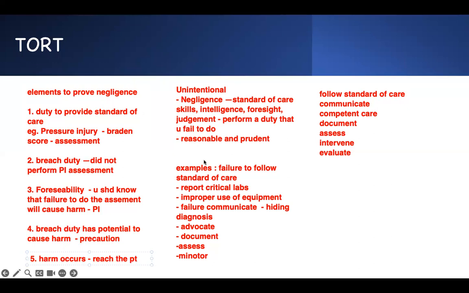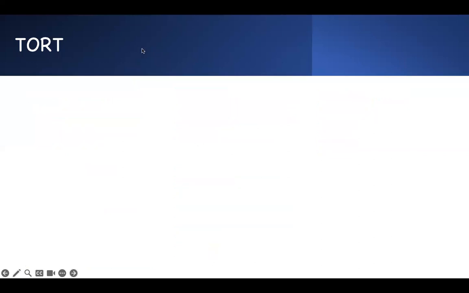These are first intentional tort. Okay, so that's that one, negligence. Then the second one basically is an example.